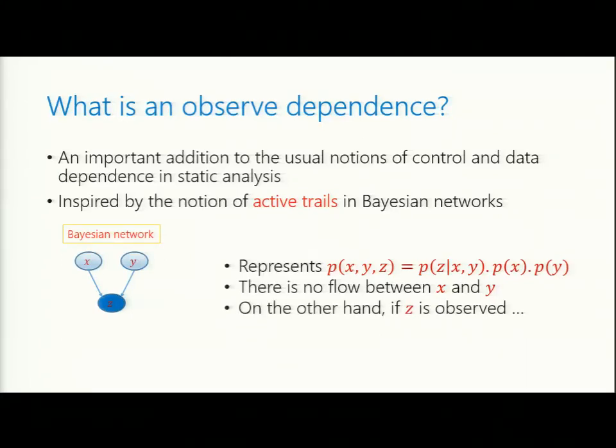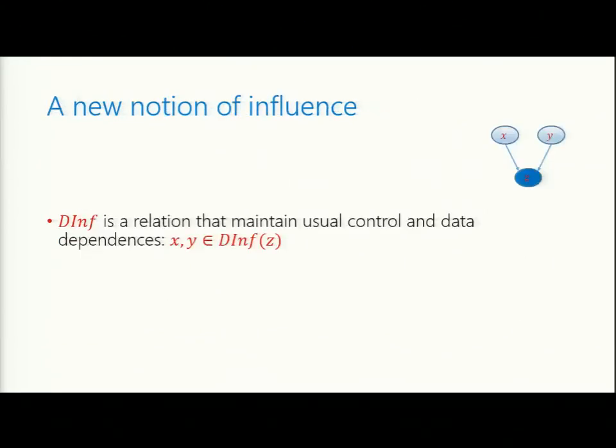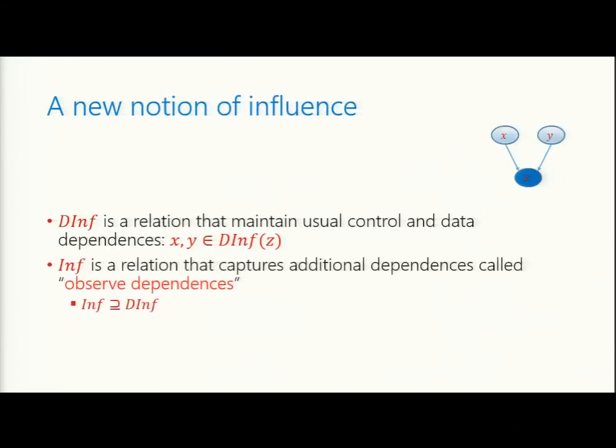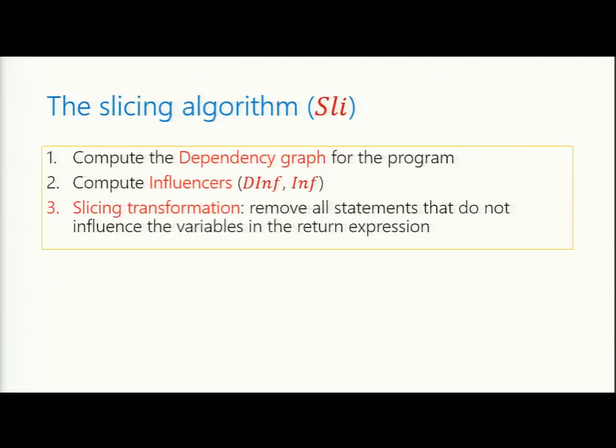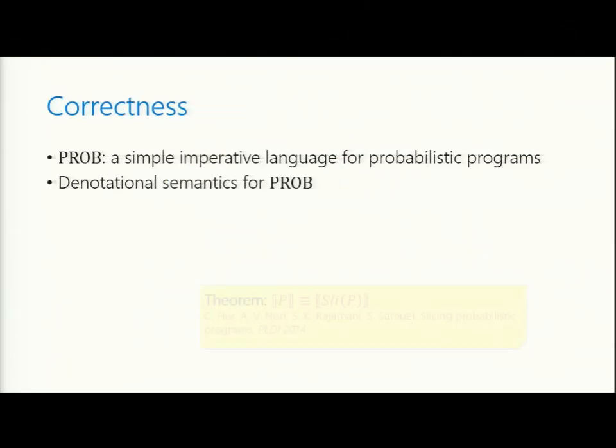So if I look at this example, I have a Bayesian network which represents this distribution, and if Z is not observed, right, there is no flow between X and Y. But if Z is observed, then you get this flow, right? And this is a pattern which is quite common in Bayesian networks. So we use this and combine this with standard notions of dependence in program analysis to get the algorithm. And since I am out of time, I'll just skip through most of this.